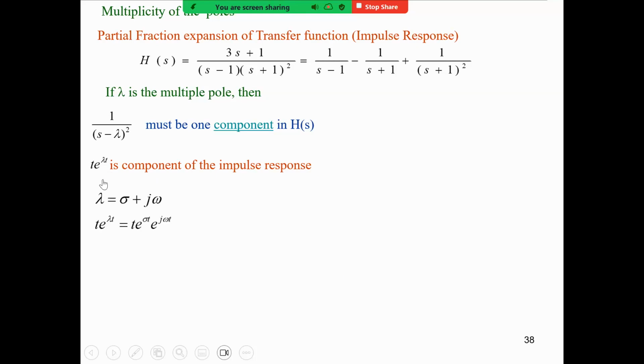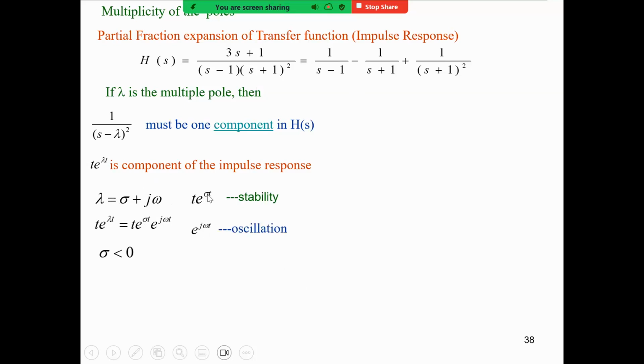Then we want to know whether this blows up or not. We still use the continuous time first. We look at the real part and imaginary part. If we plug it in, we have t times e to the sigma t times e to the j omega t. We need to analyze whether this term, t times e to the sigma t, goes to infinity or goes to 0.